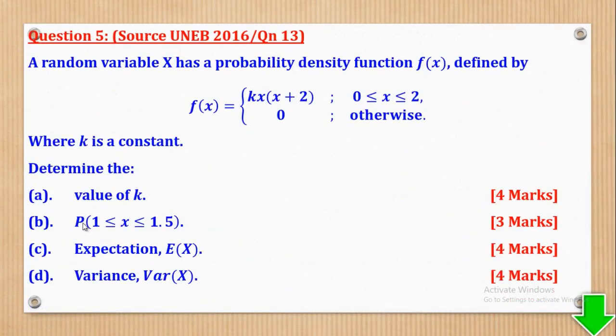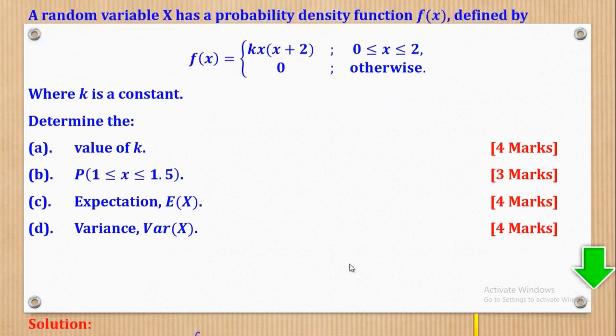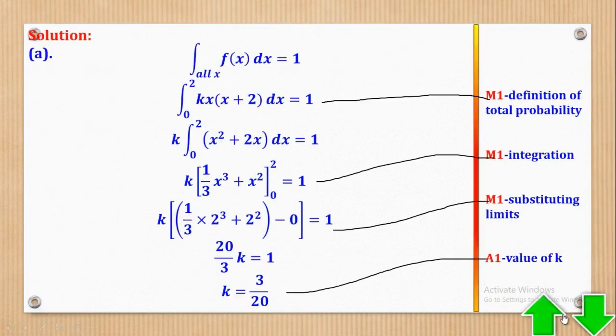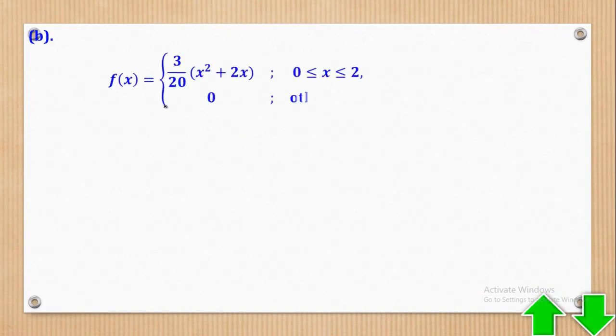So that was part A. Now we shall go to part B, where they want you to get the probability of x greater than or equal to 1 but less than or equal to 1.5. Now here, like we saw under the formula for individual probabilities, it means that we are going to integrate f(x) from 1 up to 1.5, because both limits have been given. So this is a new function with k being substituted.